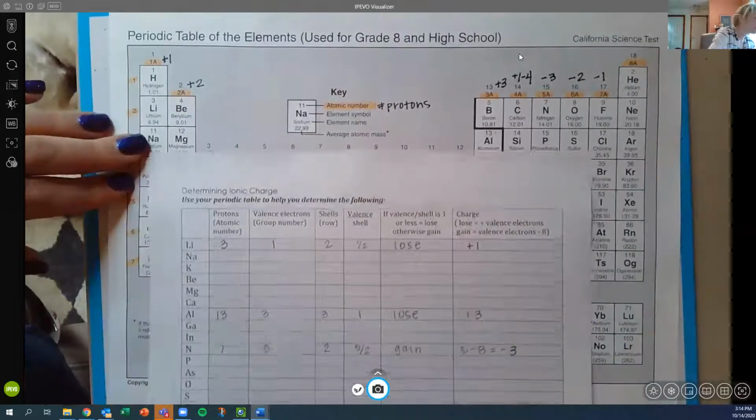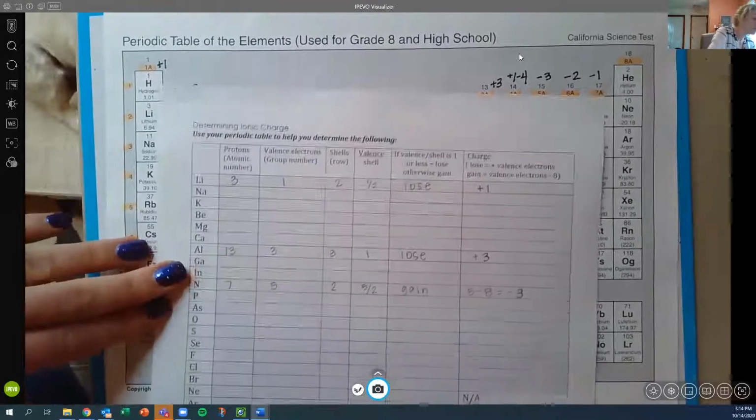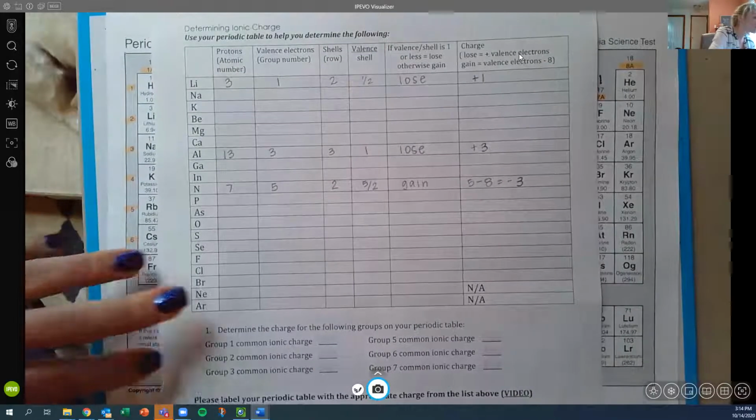So we're going to fill out the remainder of this, looking at all of these elements along the left-hand side, and then you do have some practice problems. I also have an additional video down below for you to take a look at.